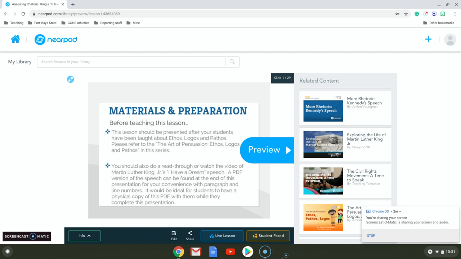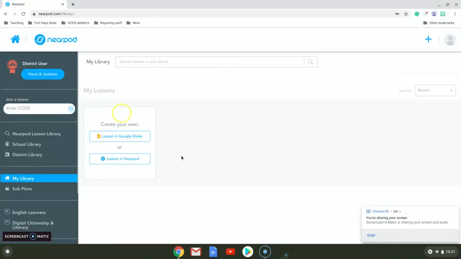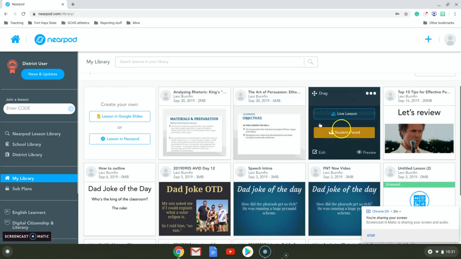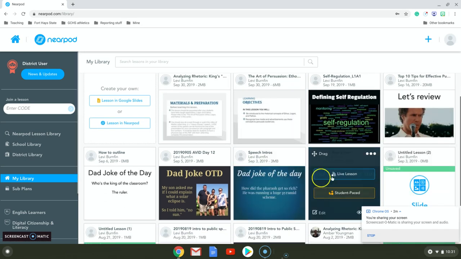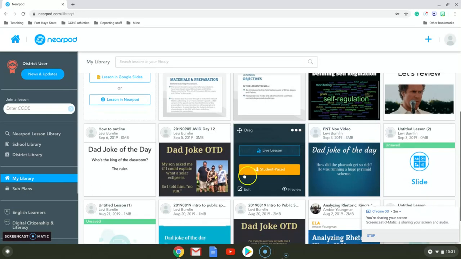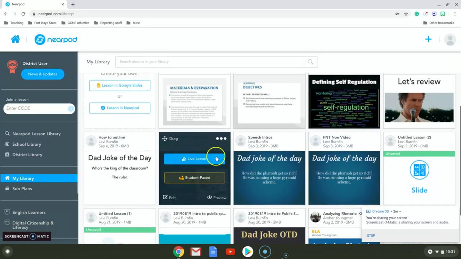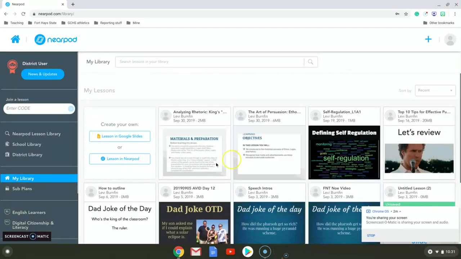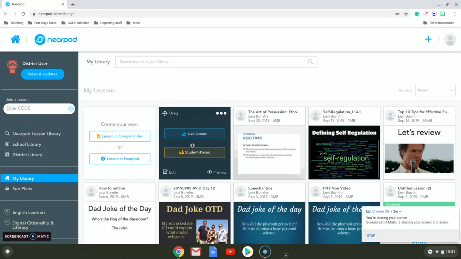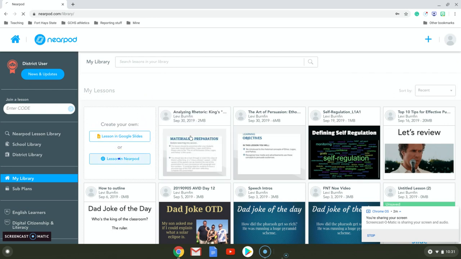As you can see, I've also started a small database on my own. If I go back here, you can see my library here, a bunch of different Nearpods that I've done with my speech class, my AVID classes, and it's always there. You can always change things around, move things around, that sort of thing. And it's extremely good to use.